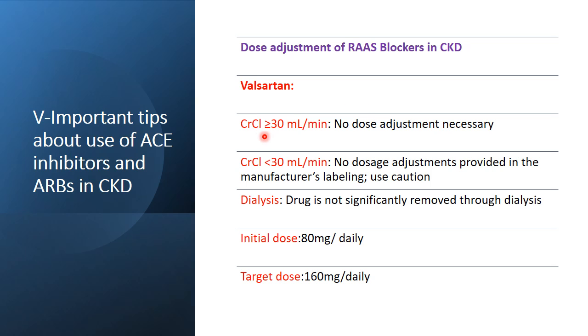What about valsartan? In patients with creatinine clearance of 30 mL/min or more, no dose adjustment is necessary, while for creatinine clearance below 30, also no dose adjustment is provided in the manufacturer labeling, but use it with caution. In dialysis patients, the drug is not significantly removed through dialysis. You can start with 80 milligram daily and the target dose is 160 milligram.